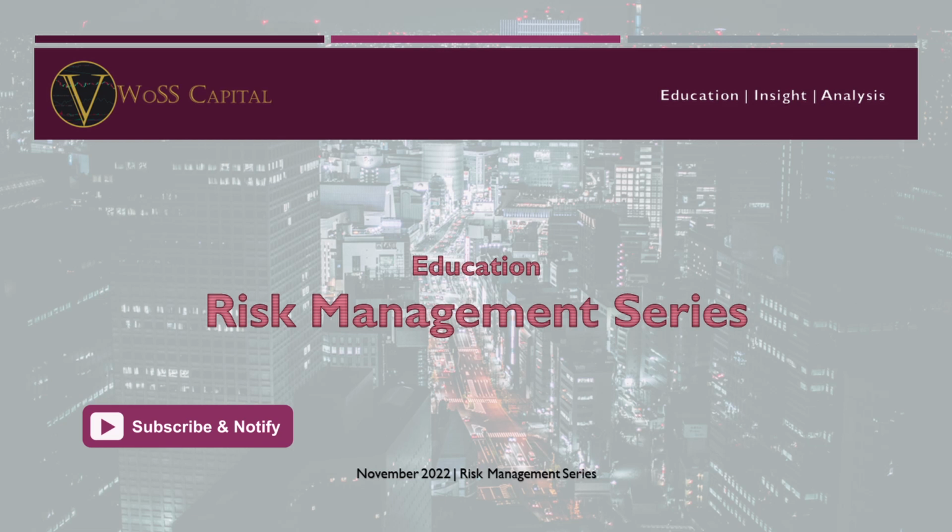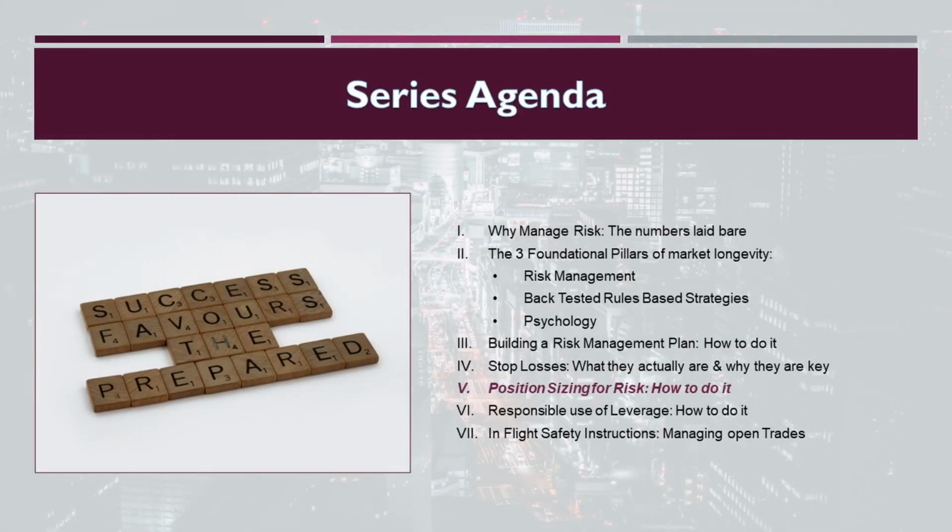In the first three sessions we looked at the numbers behind risk, how that factors into building and executing our edge, and how to build a risk management plan. And in the last session we started looking at the tools that we have at our disposal to implement that plan consistently by talking about the stop loss. Today we'll continue that theme by looking at position sizing.